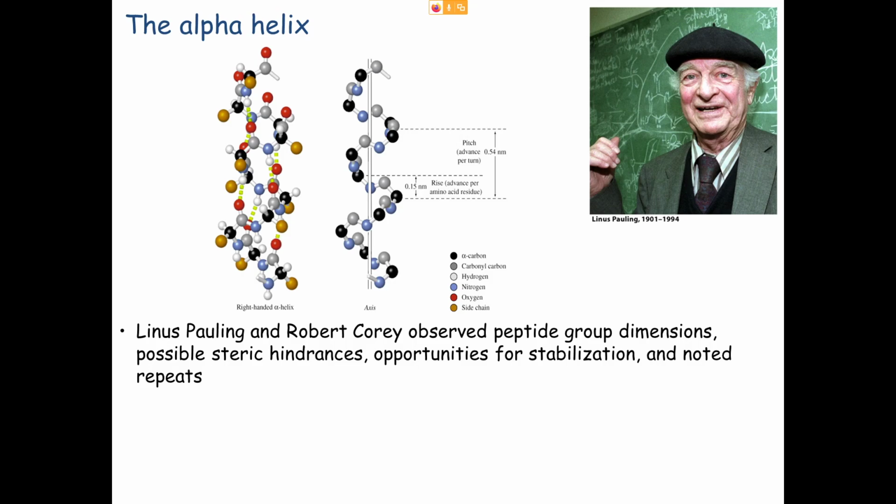So to turn completely around, how many bases did it take? How many base pairs? 10. Right, so it took about 10 to turn all the way around. Here, if I say each rise in amino acid is 0.15, and the total to turn all the way around is 0.54, how would you find out how many it takes?